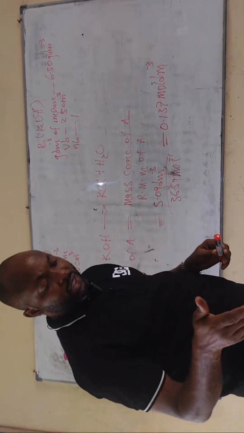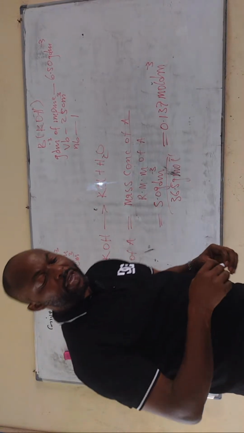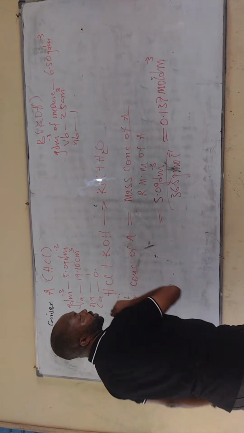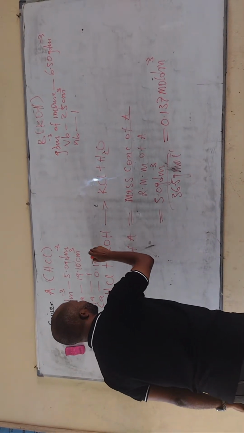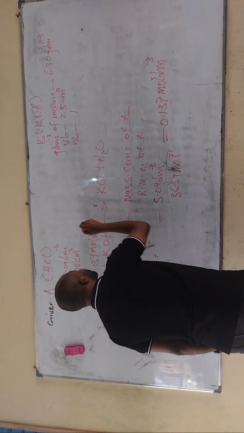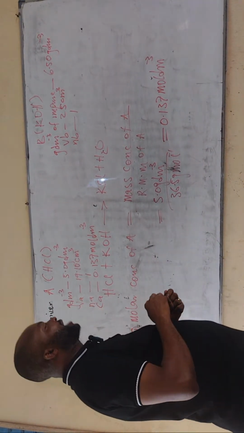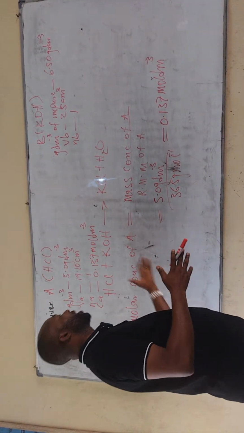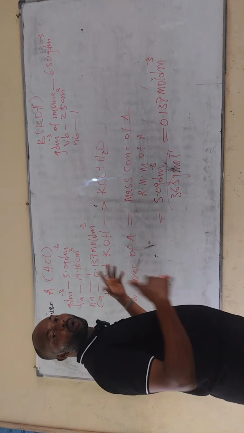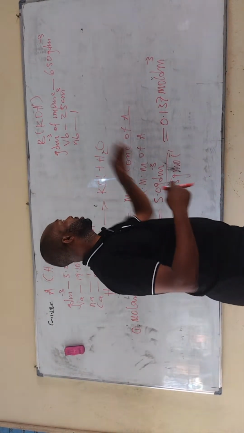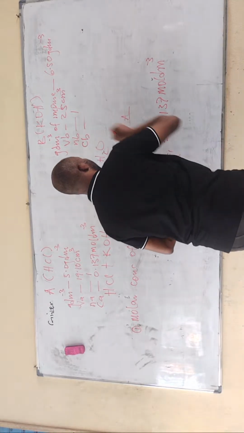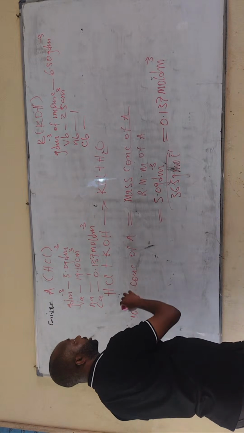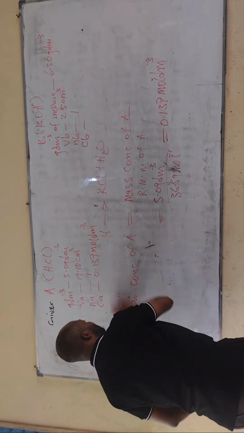Now the next question says concentration of B in mole per dm cube. So let me put that here. CA is 0.137 mole per dm cube. Now they're asking for the concentration of the base. We can now use our CAVA because we've gotten this. When we apply the CAVA, we can get CB.